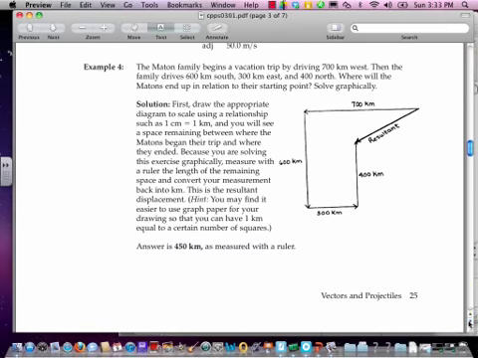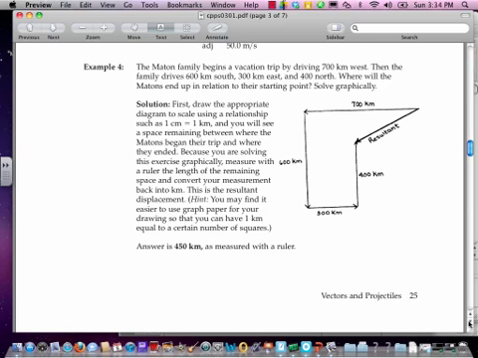Alrighty. So now we have the Maton family begins a vacation trip by driving 70 kilometers west. Maybe they're going to see the space shuttle or something. I don't know. 70 kilometers west, then they drive 700 kilometers west, then 600 kilometers south, 300 kilometers east, and 400 north. Where will they end up in relationship to their starting point, and solve it graphically?